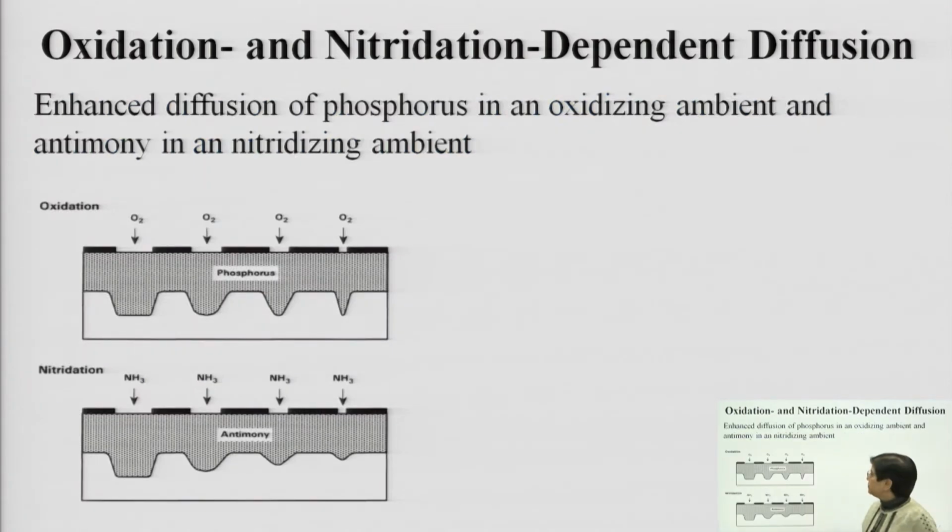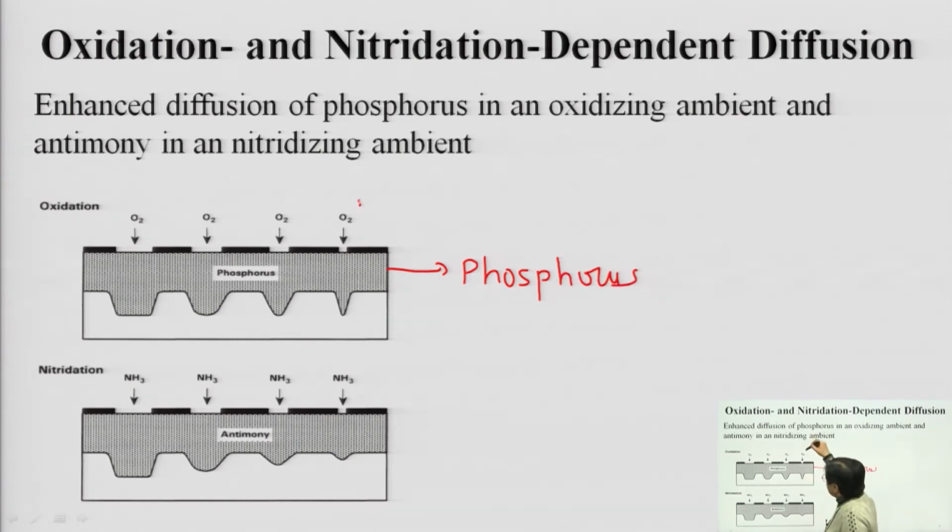Then comes the practical example shown here. Here you have oxygen, and this is the diffused layer of phosphorus. When the phosphorus layer is exposed to oxygen, that is, oxidation happening from this particular mask opening, wherever there is oxidation happening, you will find that the diffusivity is enhanced over here, just see.